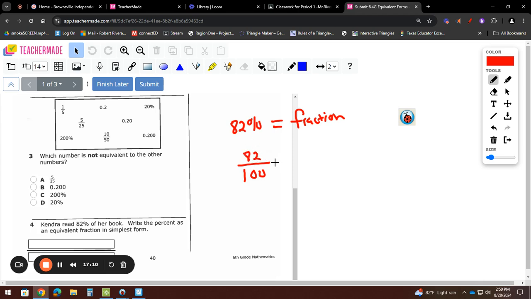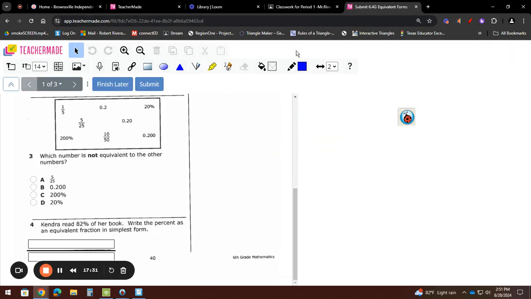Now this one you can simplify. Both of them are even, so I'm going to divide by 2. That would be 41. Divide by 2, that would be 50. Now I check if I can simplify again. You can't, so this will be the answer. How would I punch in this? You would punch it in 41, and this is a fraction bar there, and then 50, and you're done.